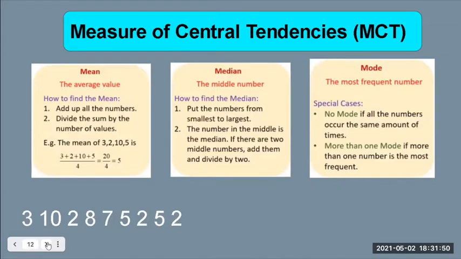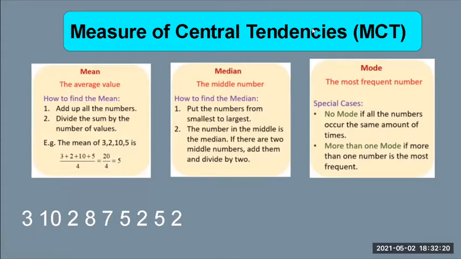So we have an example. Our example is 3, 2, 10, 5. If you're going to add that one, we have 3 plus 2 plus 10 plus 5 equals 20. How many of them? 1, 2, 3, 4. So there are 4. So 20 divided by 4 will be 5. So your mean will be 5.